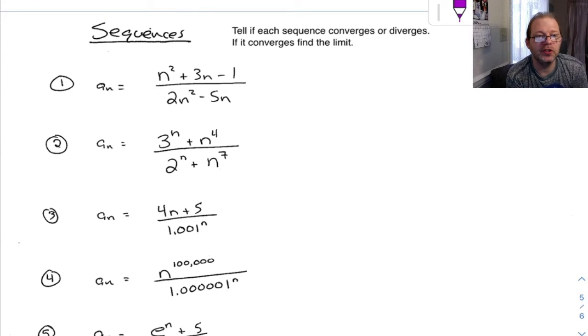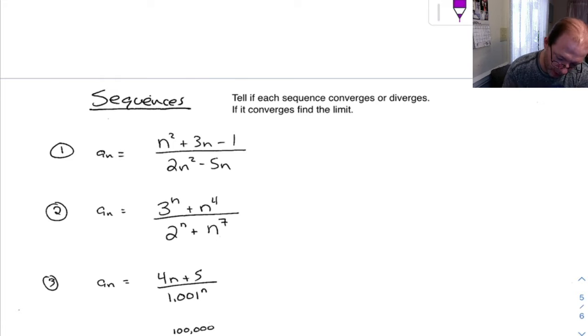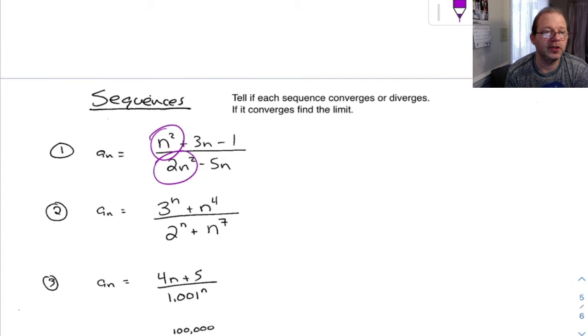Okay, this other worksheet is just a bunch more examples, and I'm going to go through them fairly quickly here. On each one, we're again just taking the limit and seeing what happens. Okay, this first one, I'm going to circle the dominant terms and then just write the answer. This is going to converge to a half.